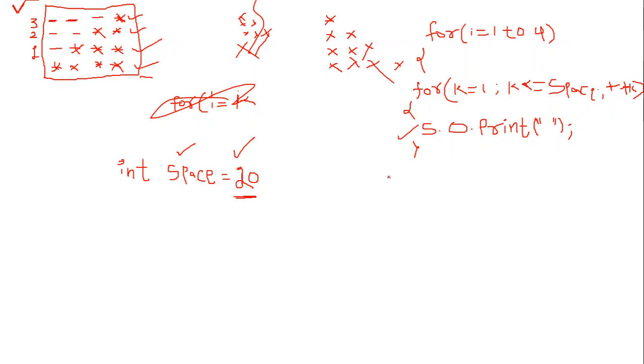After that, what we have to do, we have to print stars. So again I will write a j loop. We will write one more loop inside this loop: j equals 1, and then j less than or equal to i, and j plus plus. Okay, I have written this as well.